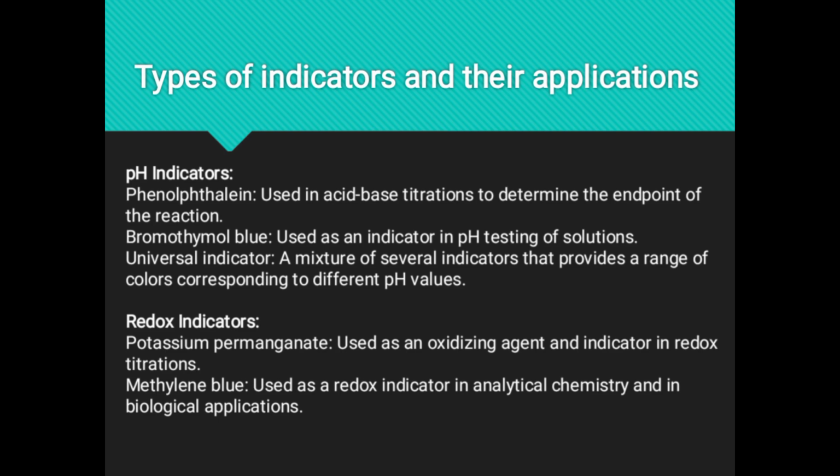Redox indicators. Examples of redox indicators are potassium permanganate and methylene blue. Potassium permanganate is used as an oxidizing agent and also an indicator in redox titration. And methylene blue is also a redox indicator in analytical chemistry, and it also has biological applications.